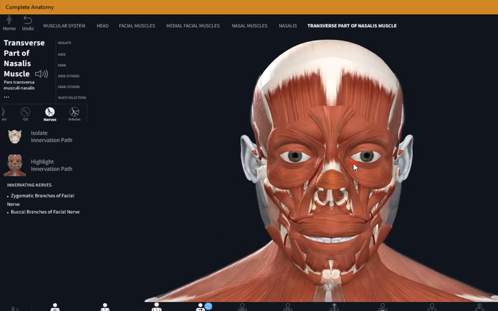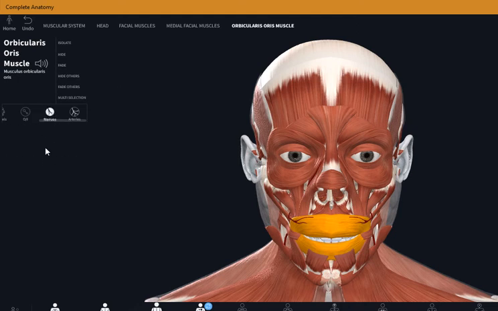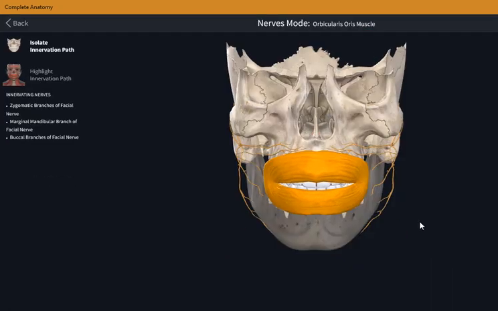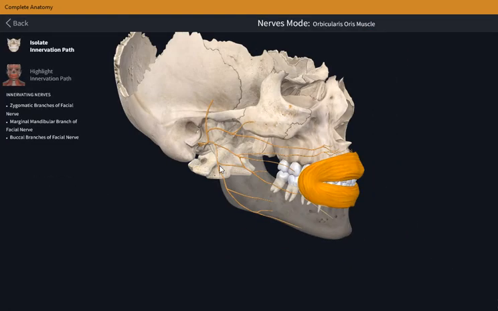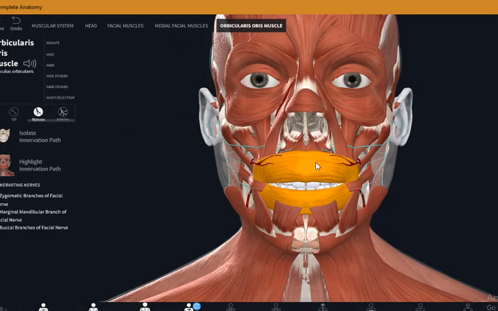Now let's go to the muscles which are closer to the mouth. The first one that we are going to start with is the Orbicularis Oris. Here was Orbicularis Oculi. Now here's Orbicularis Oris. In order to see the nerves, we are going to isolate them. We see that the nerve here is going to be from the buccal. Because it's close to the nose still, it's going to be from the zygomatic, and also from the marginal mandibular part of the facial nerve. So these are all the nerves which are involved here.